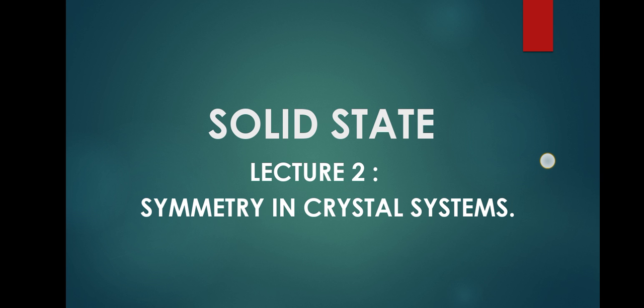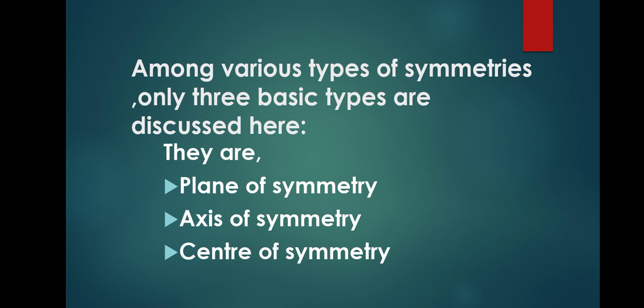Hi friends, in this video we are going to see about solid state lecture 2: symmetry in crystal systems. Among various types of symmetries, only three basic types are discussed here. They are plane of symmetry, axis of symmetry and center of symmetry.